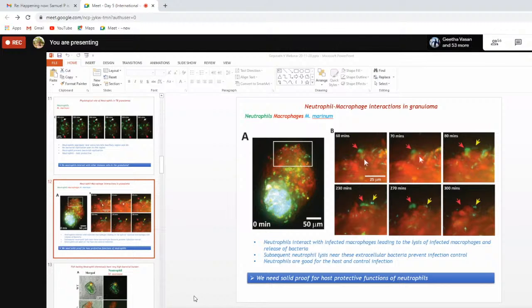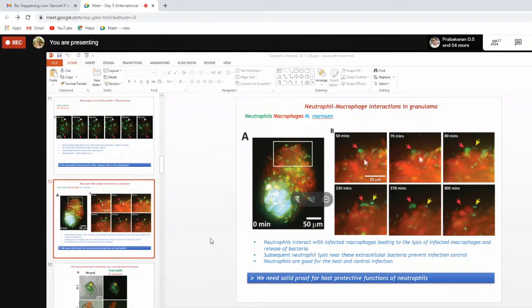This means that the bacteria are safe inside these macrophages and escaping from other immune cells. You could also see that green neutrophils interact with these infected macrophages, subsequently leading to the lysis of infected macrophages and release of bacteria as indicated by the yellow arrow. Over the course of time, neutrophils lyse near these extracellular bacteria, as indicated in the panel showing 300 minutes by the red arrow.